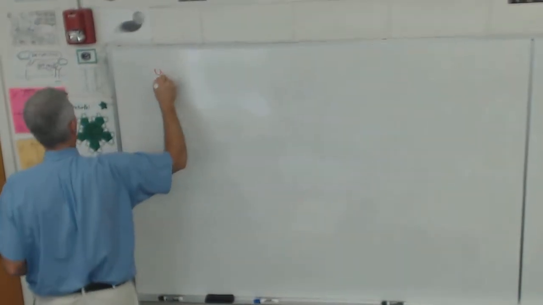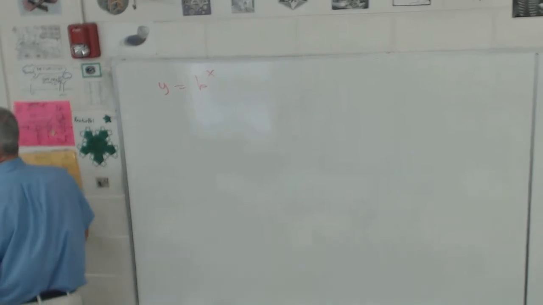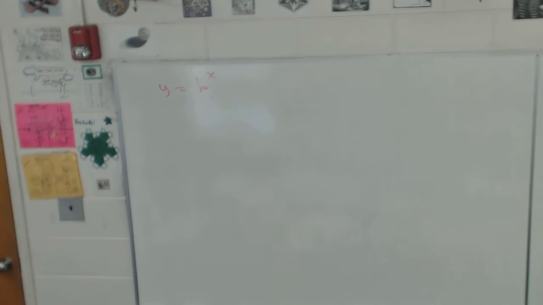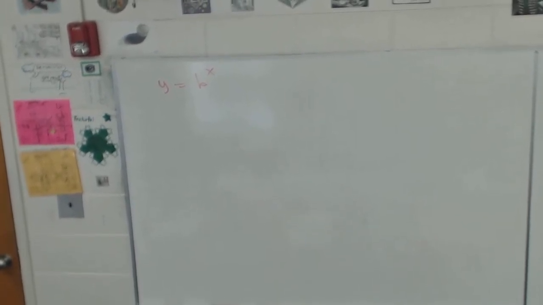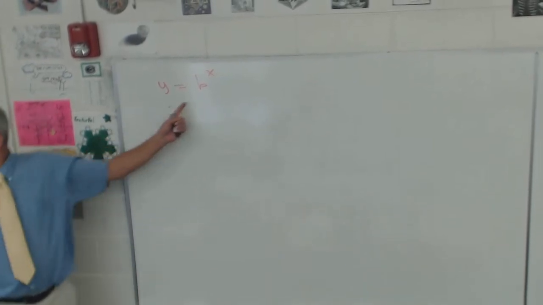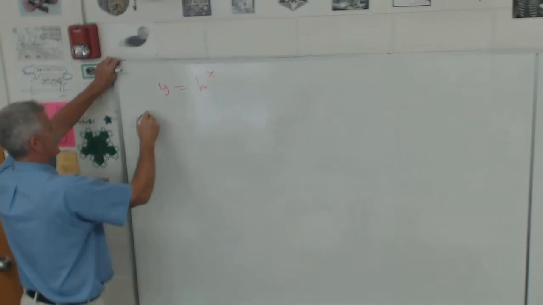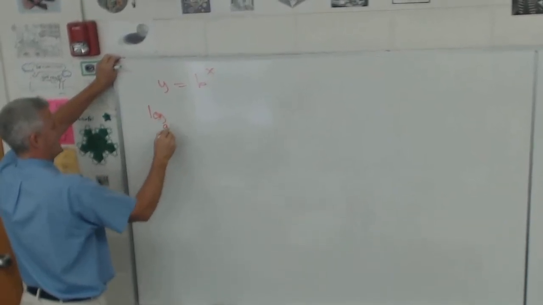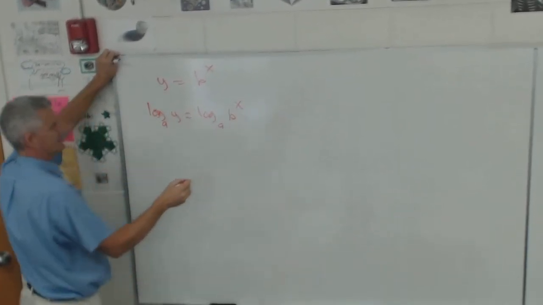Let's do, if I go with, let's see, y is b to the x. So how do I want to do this? I'm trying to think about how to prove this. Any thoughts? Help me out. All right. I need to get a base a in there. So let's take the log base a of both sides. The log base a of y equals log base a of b to the x.